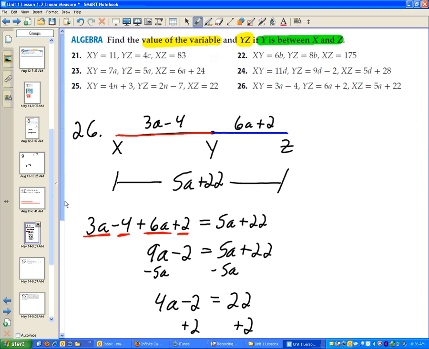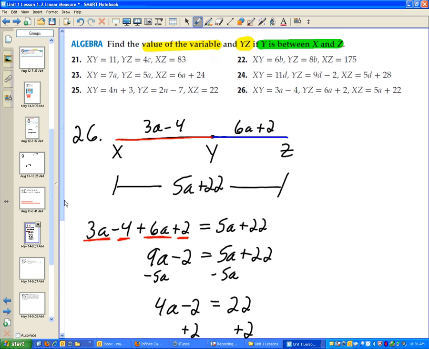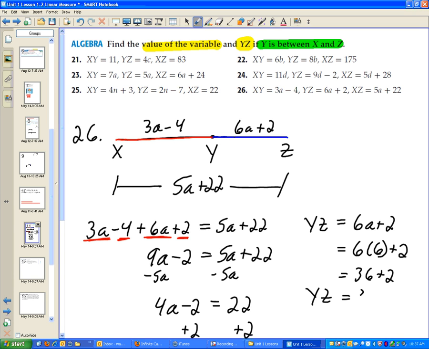All right, what else were we supposed to do? Find the length of YZ. So I still need to do that. So the length of YZ equals 6a plus 2. They told us so. But now we know that a equals 6. So 6 times a becomes 6 times 6 plus 2. You with me? So that's 36 plus 2. So the length of YZ is 38.